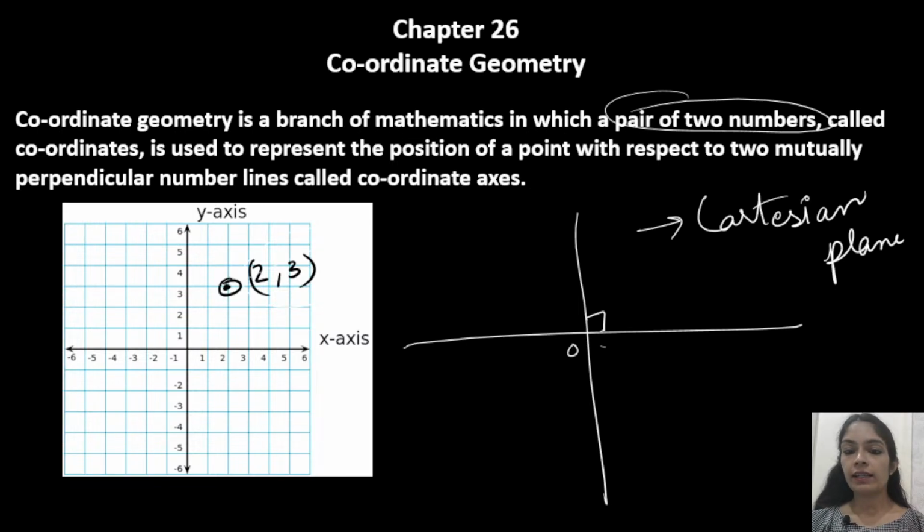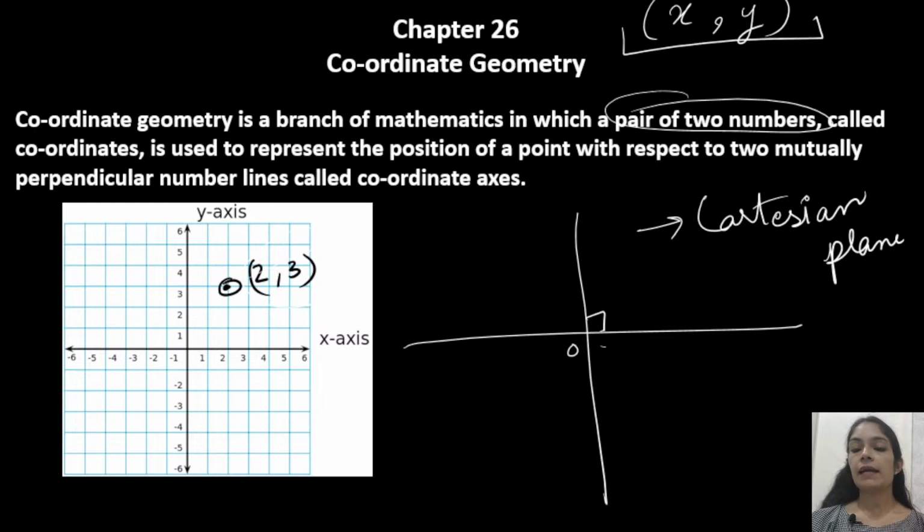So what is coordinate geometry? This is where we study coordinates. Coordinates are ordered pairs. Ordered pair means x comma y. In the form of a pair we write it, where order is very important. x is the first one, which will always remain first among the pair, and y is the second one.